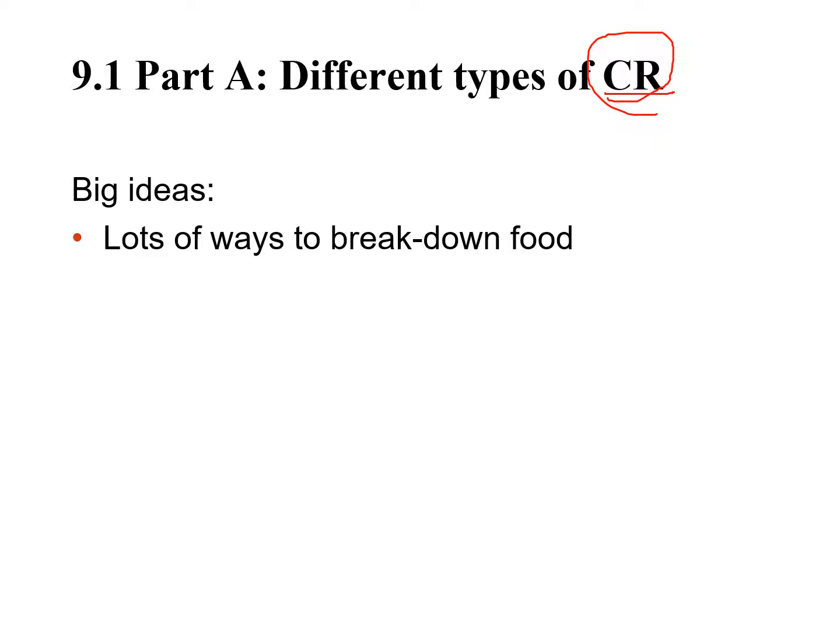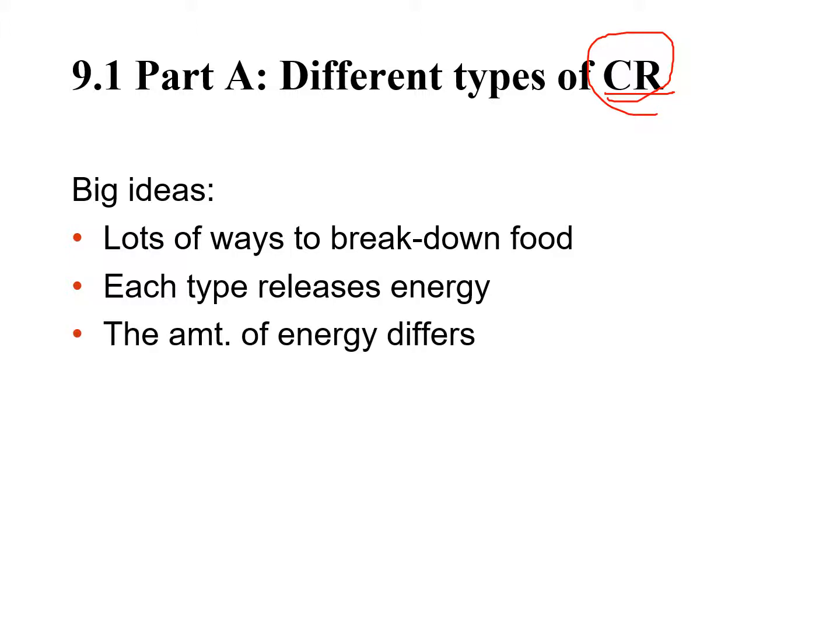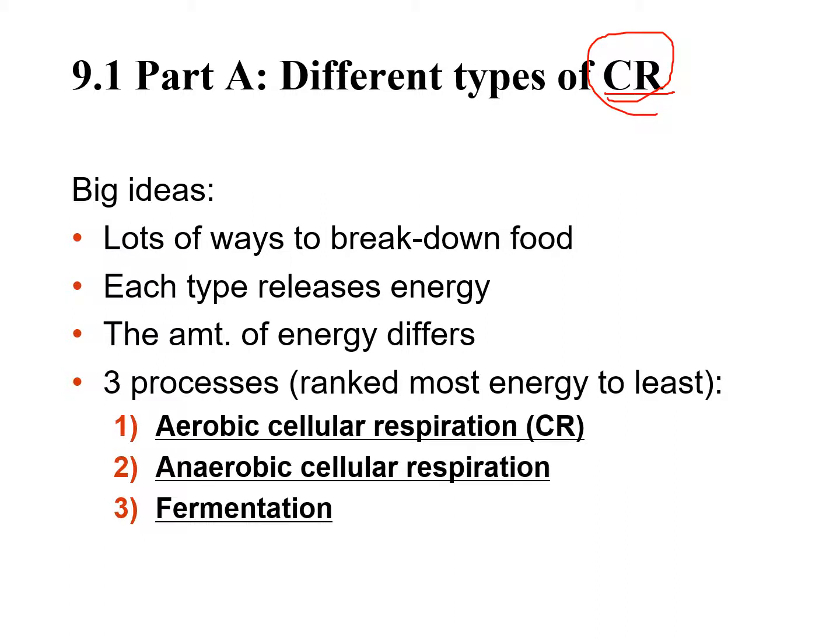So the big point in this first part here is that there are a lot of ways to break down food. Each way that you break down food is going to release energy. The amount of the energy differs. And there are 3 of these processes or types of cell respiration. I've got them ranked from most energy to least.